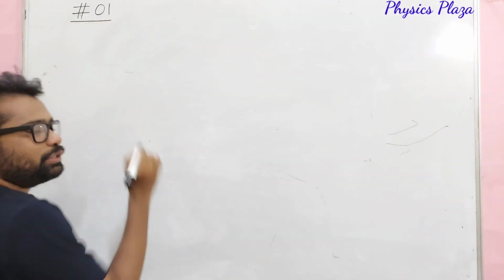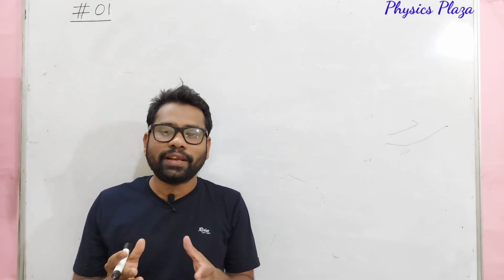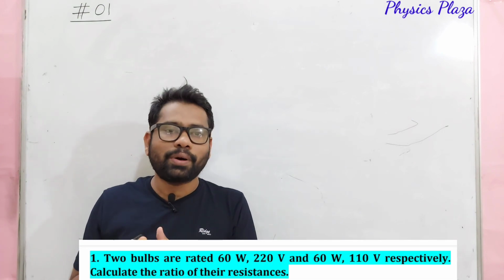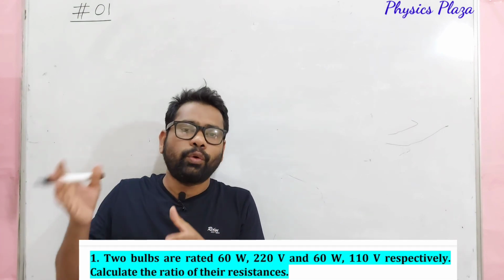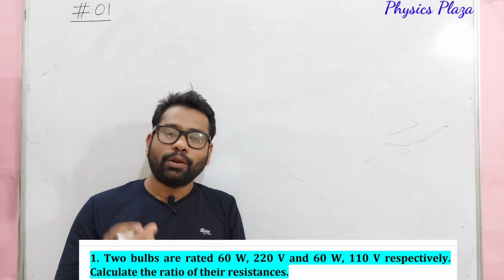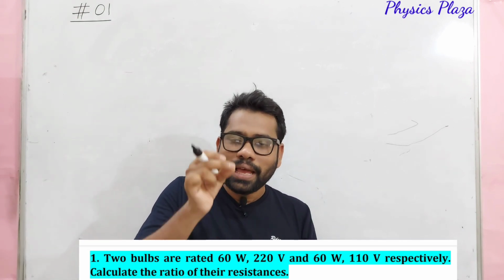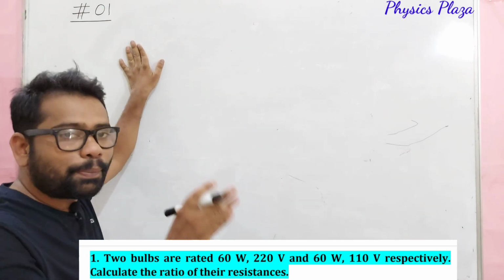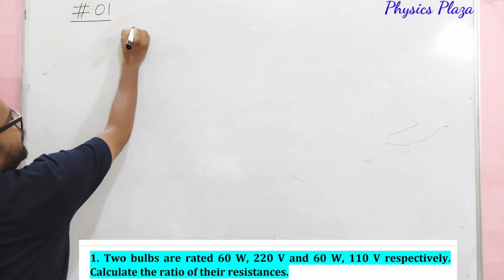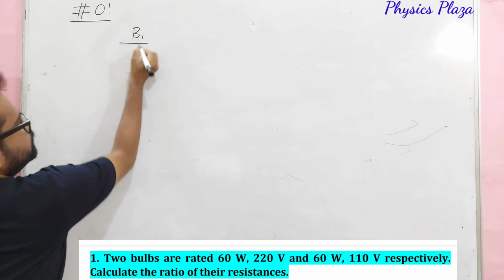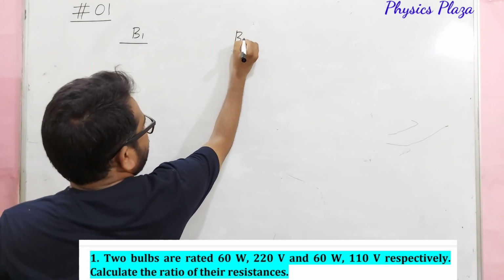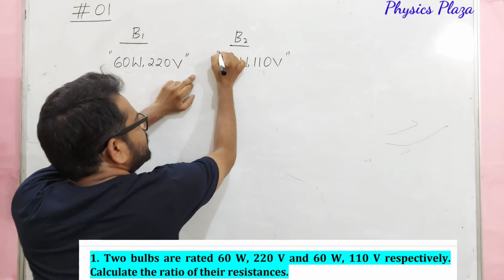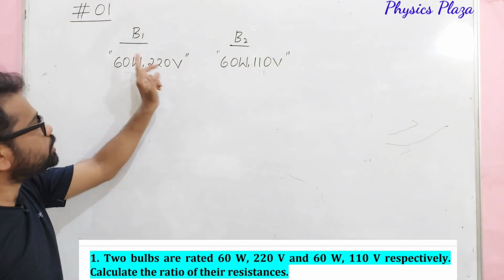Children, now let us start with the first numerical. What is given? Two bulbs are rated 60 watt 220 volt and 60 watt 110 volt, which means the power ratings are given. Now they are asking us to compare the resistance of the two bulbs. First, let us write the power rating of the two bulbs. Let B1 be the first bulb and B2 the second bulb.